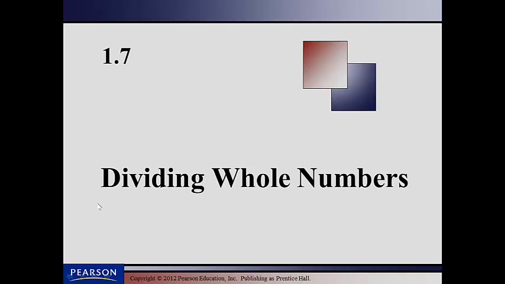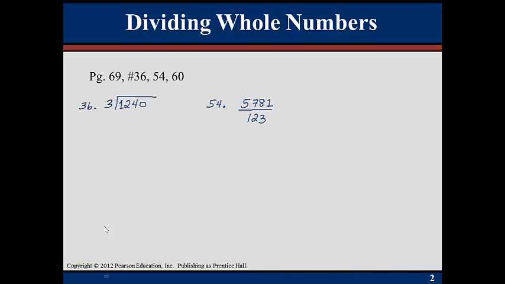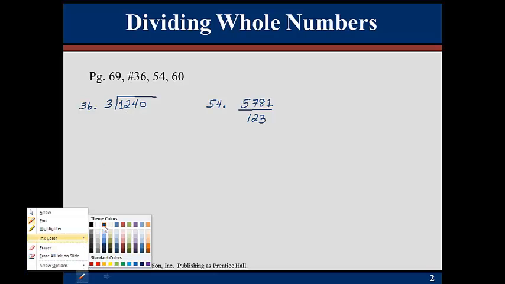Now we're in chapter 1.7 and we're going to be dividing whole numbers. Let's start by going in our books to page 69 and we're going to look at number 36. The instructions say divide. So we have 1,240 divided by 3.